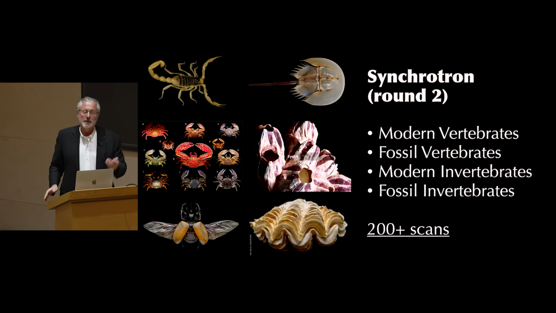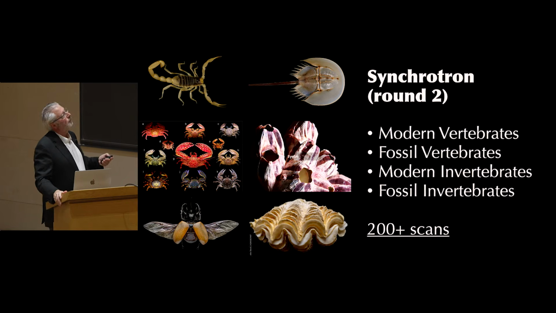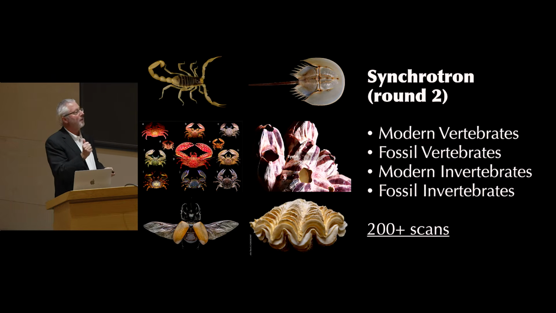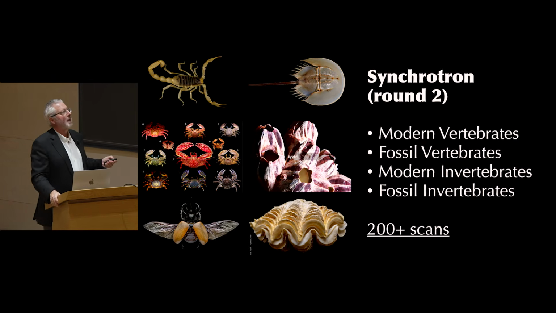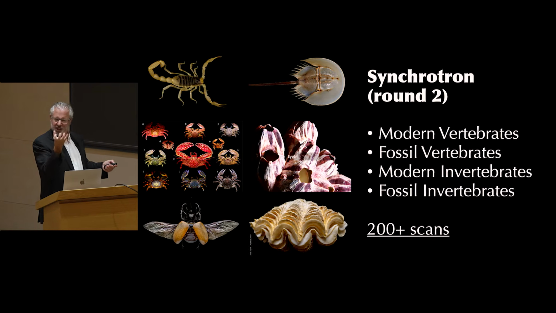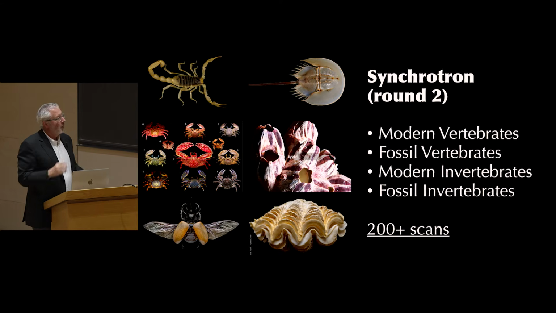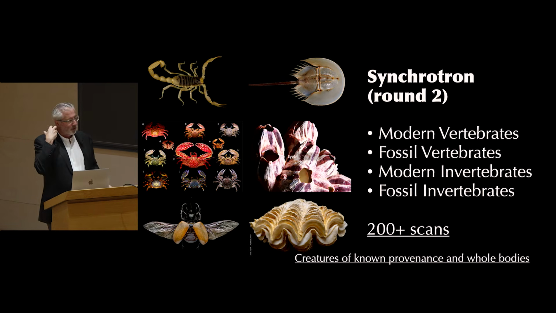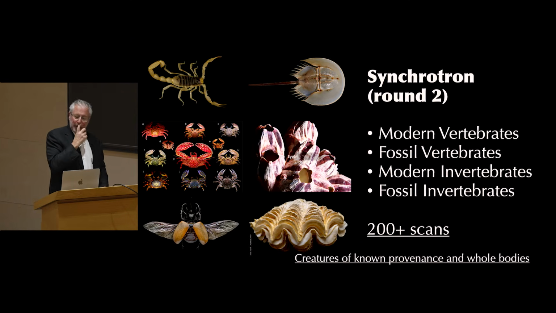But now we had to decide, well, we have to do the hard work of doing the comparative work. And so we had a round 2 of the synchrotron. We called the people who ran the synchrotron. We really needed to sample modern vertebrates, get a sense of what really an encyclopedia of variation histologically using these tools, of fossil vertebrates, modern invertebrates, fossil invertebrates, over 200 scans. We wanted creatures of known provenance. We knew exactly where they're coming from, where we had whole bodies. We really needed to do all the controls.